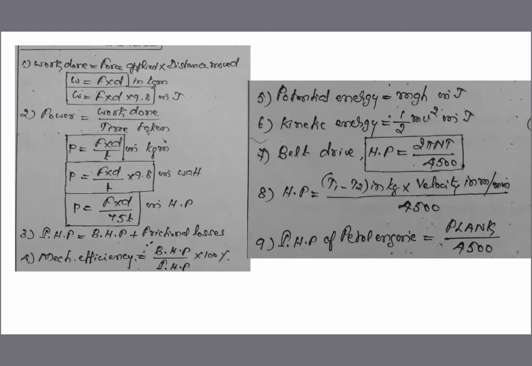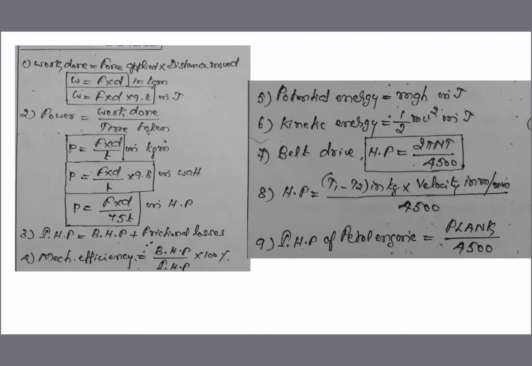Because of time, I am giving this idea. Suppose RPM and torque are given, you apply this formula, 2 pi NT by 4500. N means speed in RPM, T torque in kg meter. If you substitute, automatically you will get power as HP. Suppose tension of the belt is given, use the formula (T1 minus T2) into V, and substitute velocity in meter per minute, you will get HP.